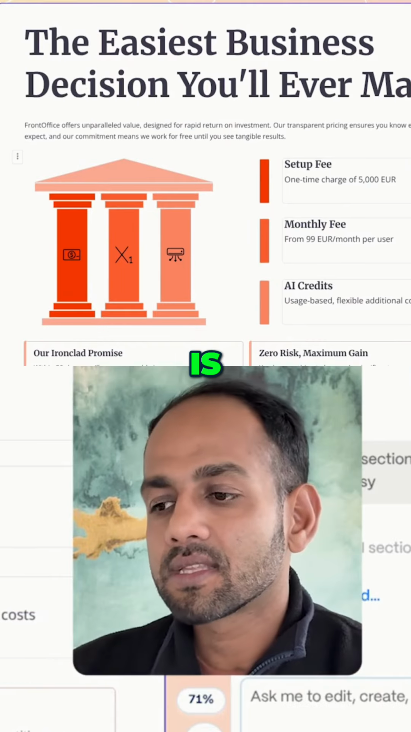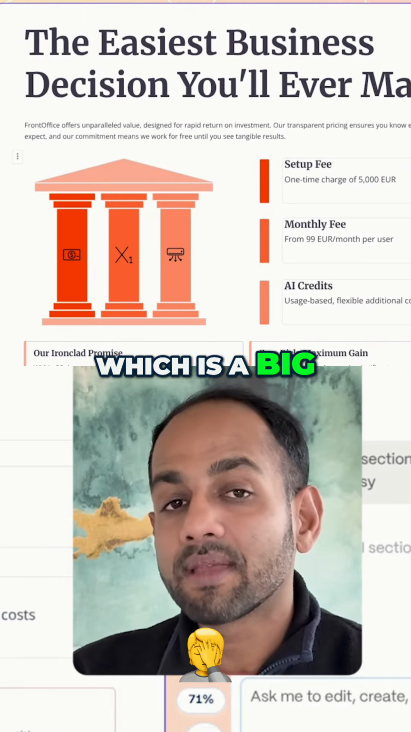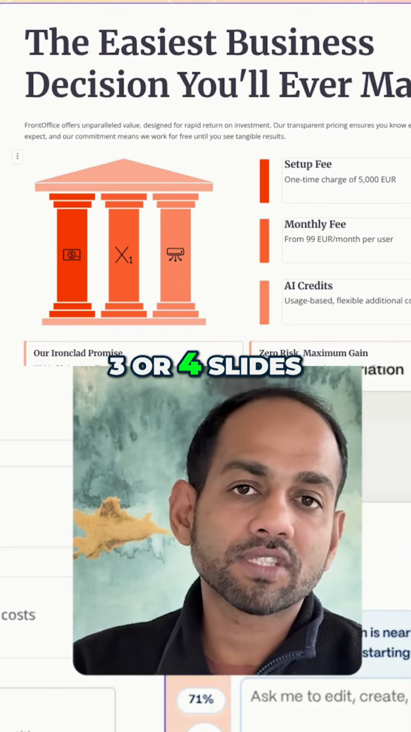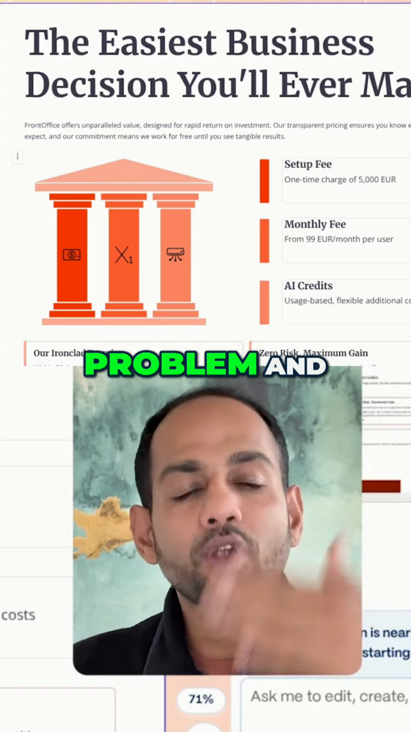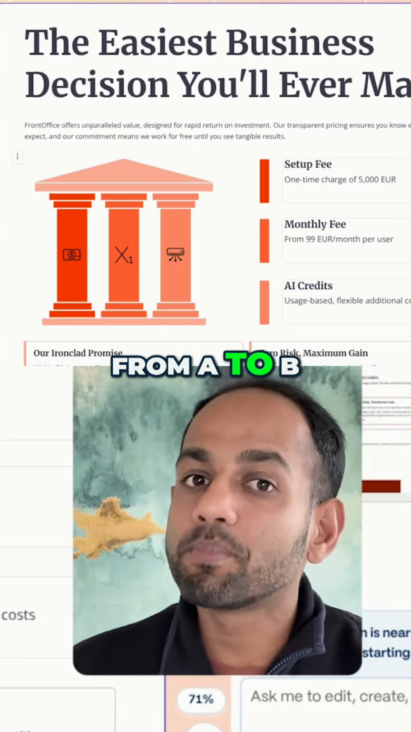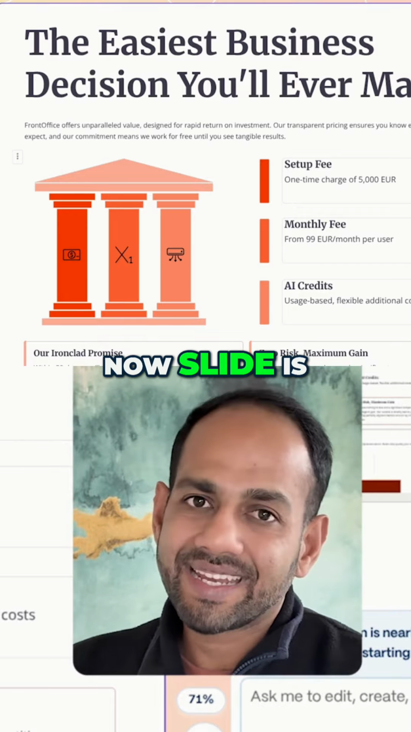Slide number 8 is the why now slide. I see most founders ignore this slide, which is a big mistake. So far, the last 10 minutes or so, the last 3 or 4 slides, you've spoken about your solution, which is fantastic. But now you're going to go back into their problem and their world, which is where they are today. Because sales at the end of the day is to move people from A to B and remind them they're still at A, not at B. That's why the why now slide is very important.